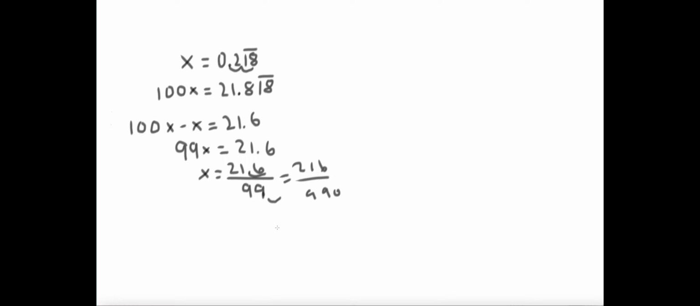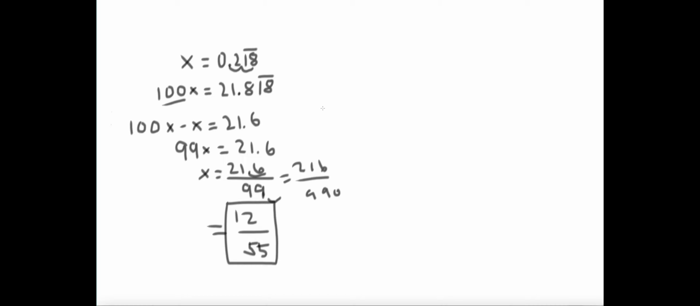We can simplify this further by dividing the numerator and the denominator by 18, which would give us 12 over 55 as our final answer, which is what we got with an infinite series as well. But how do we determine what to multiply by? Well, if there's one decimal repeating, multiply it by 10. If there are two decimals repeating, like in this case, multiply it by 100. And so on, you get the idea.